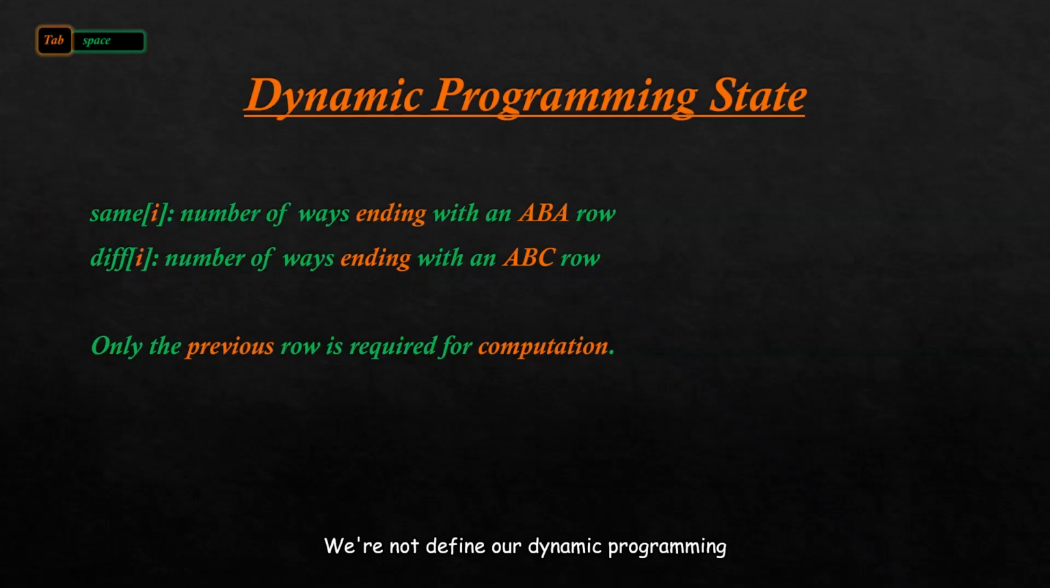We now define our dynamic programming states. Let same[i] represent the number of ways to paint up to row i such that the current row follows an ABA pattern. Similarly, let diff[i] represent the number of ways to paint up to row i such that the current row follows an ABC pattern. Crucially, the value for row i depends only on row i minus 1.